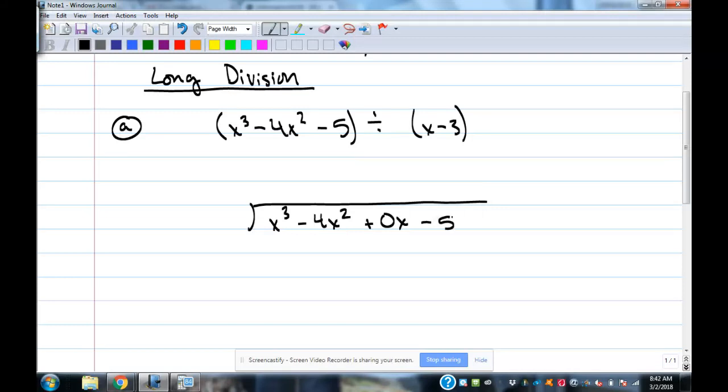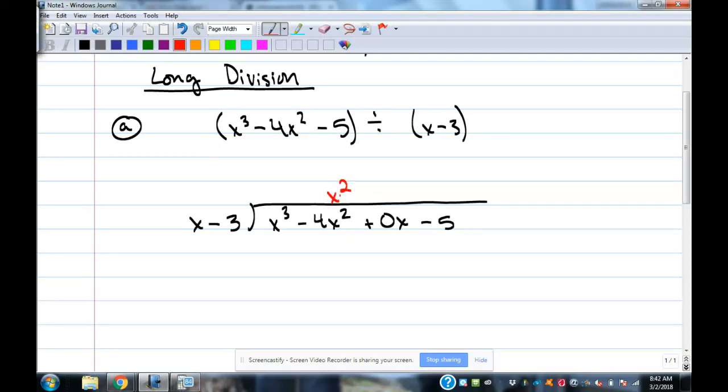On the outside is going to be your divisor. We're going to divide by x minus 3. When you're doing long division, you want to look at the leading term, the first term. The first term of our divisor is x, and the first term in our dividend is x cubed. So what times x would give me x cubed? x squared. So I'll put that above the x squared.